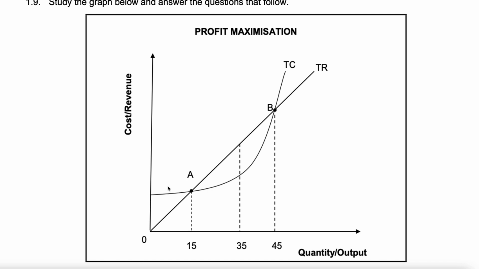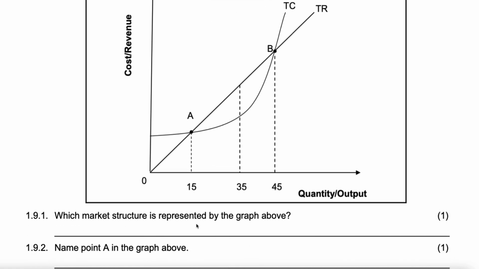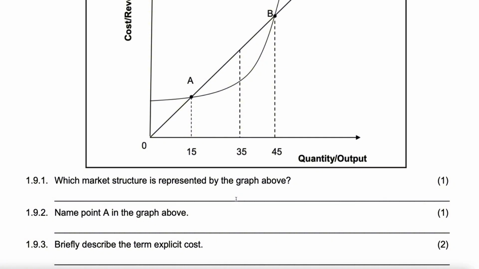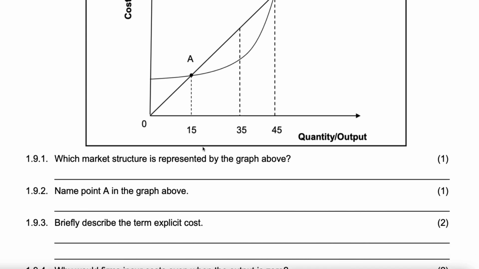Which market structure has a situation where as output increases, price does not change? This indicates that price is not changing each time. Well, it's only perfect. So that's the only answer. Then name the point A. I mentioned already that here we are breaking even.